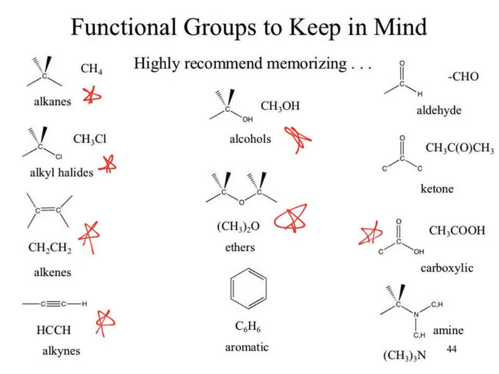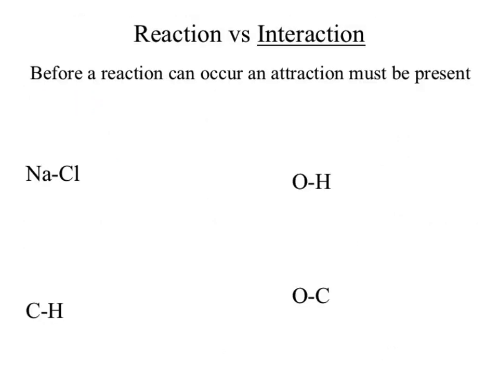Yes. So when we're looking at reactivity, we'll look at acid and base reactivity. Carboxylic acids are the key characteristic. So we'll look at that reactivity there, but we'll leave their chemistry at pretty much that for this semester. Okay? So, reaction versus interaction. Before a reaction can occur, we must have some kind of attraction. So we've got 4 things drawn up here. These are 4 separate categories.